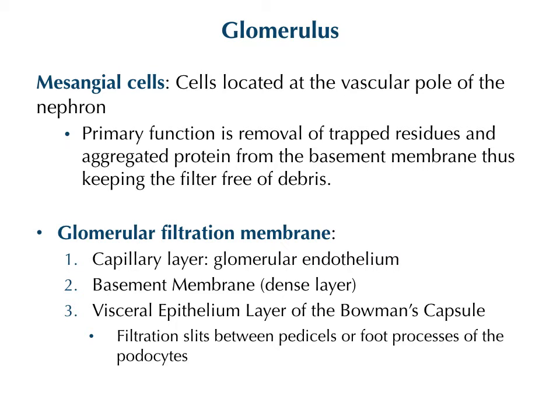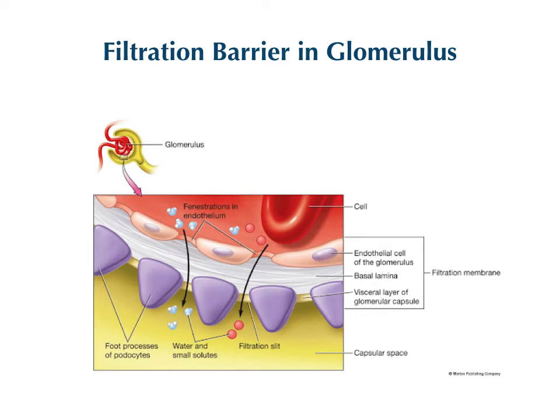And once again, to look at that up close, you can see the red blood cell lying within the capillary, and it of course is too large to come out through the filtration slits or the fenestrations in the capillary endothelium. However, smaller substances can go through that, and they will need to make it through that negatively charged layer of the basement membrane, and then through the filtration slits that run between the pedicels of the podocytes.